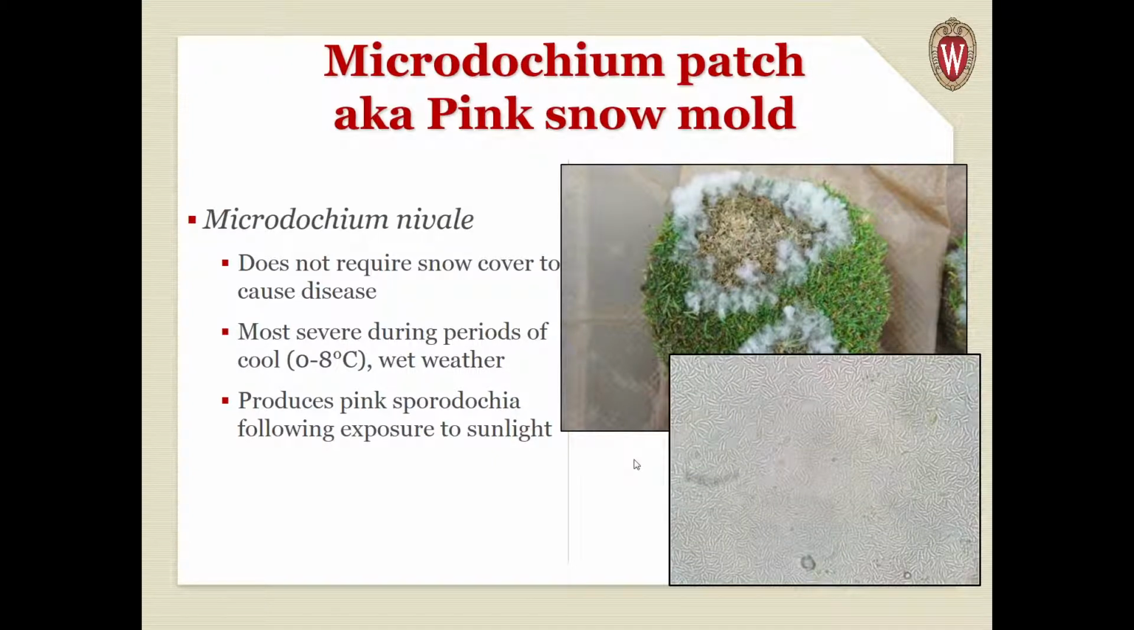Microdochium, unlike Typhula, produces a lot of spores, a lot of conidia, and these conidia can be easily tracked through traffic or rainfall or drainage. So if you have active Microdochium, you don't want to go walking through that area or mowing through that area. You're going to easily spread that disease around the course.